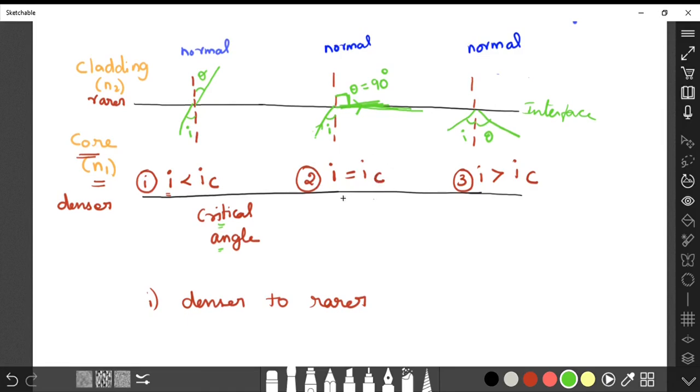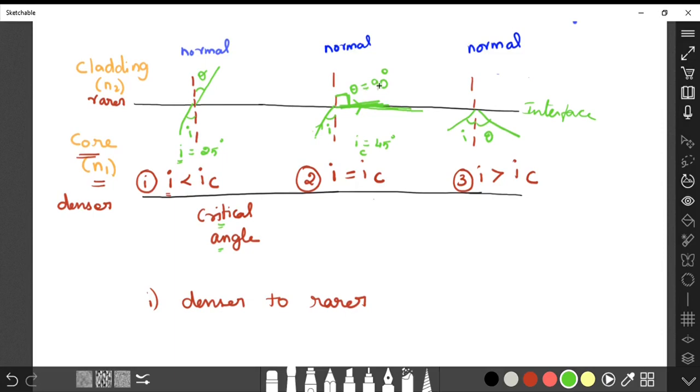For example, this I is approximately equal to 25 degrees. And for example, this I is equal to 45 degrees. I am saying I is equal to IC. The first angle is less than the critical angle. Here IC is 45 degrees. That is the reason it travels along the interface, so the angle of refraction is 90 degrees.